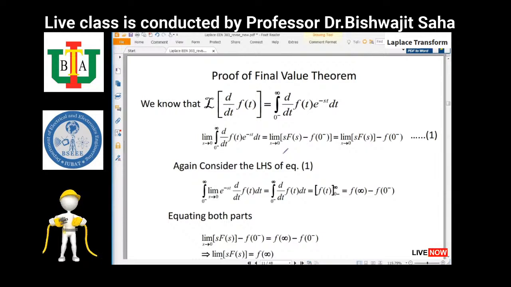Then here is the final value theorem. In case of final value theorem, everybody understand final means the end or destination, right? Destiny. Yes, sir.